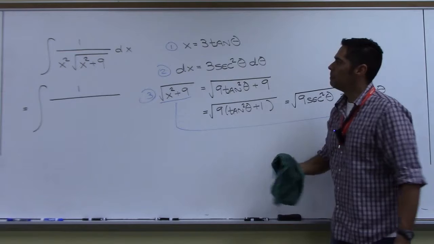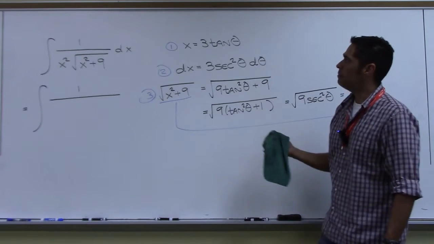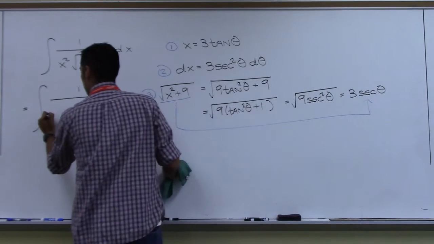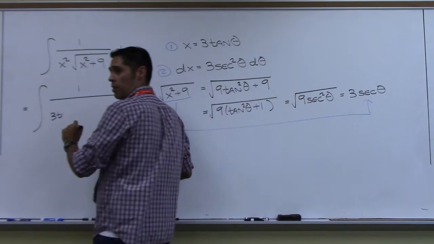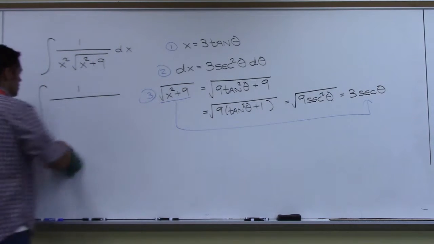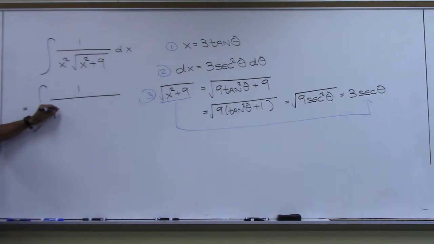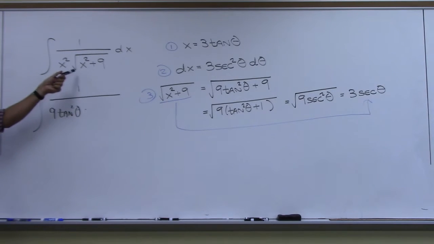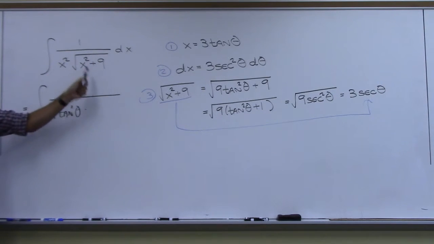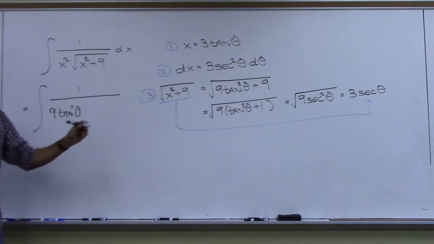So we replace that with 3 tangent theta, which would become, I'll just write it as squared. 3 tan, you want to square it now? Yes. 9 tangent squared theta. So this x is being replaced with 3 tan theta, becoming 9 tangent squared theta, times the inside. What does the whole root thing turn into? It turns into 3 secant theta.